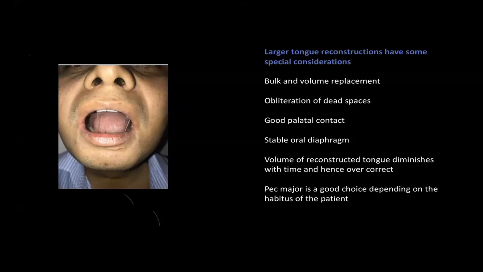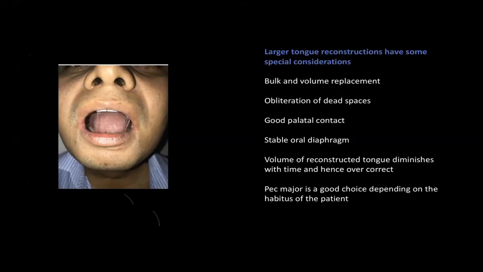You have to obliterate the dead spaces, because if you leave space between the teeth and the flap, there is going to be accumulation of food and debris there, and the patient has to manually clean that food and debris from there. You should get a good palatal contact. There should be a stable oral diaphragm, meaning the suprahyoid dead space should be obliterated, and it's very difficult to recreate an oral diaphragm with the pectoralis major. With the ALT, you can use the facial artery to reconstruct the oral diaphragm. But when you do a pec major for a total glossectomy, you have to make sure that there is enough muscle to obliterate the suprahyoid dead space.